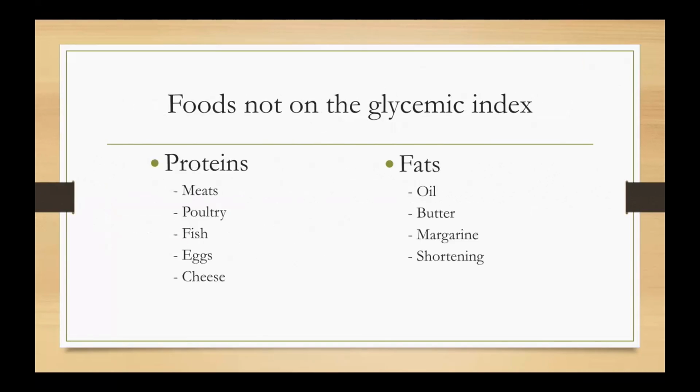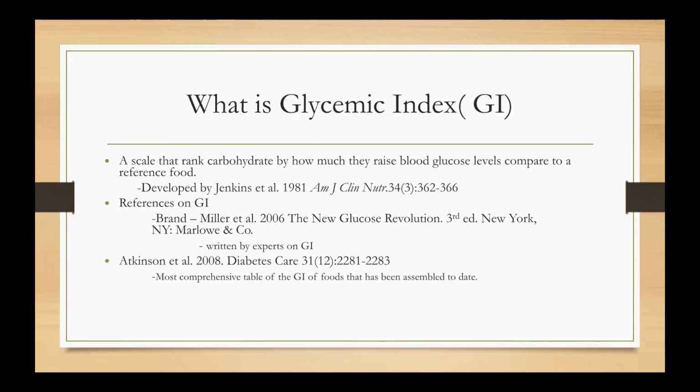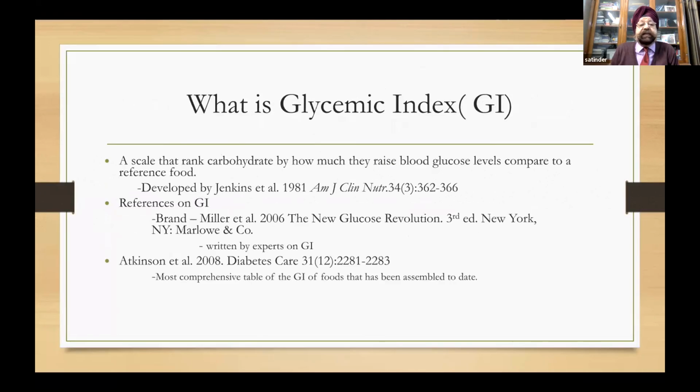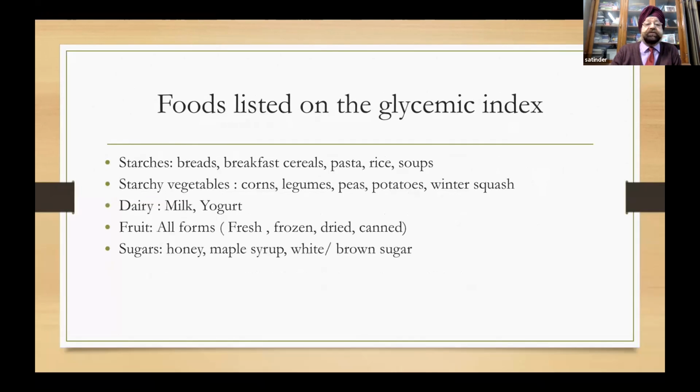Now, what is the glycemic index? It is a scale that ranks carbohydrates by how much the food raises blood glucose levels, compared to a reference food. So this is the main concept, and there have been various workers, Brand-Miller, Atkinson, and now I'll tell you what foods are there.